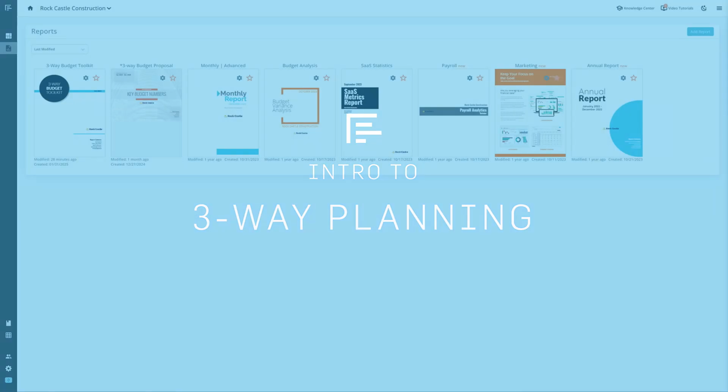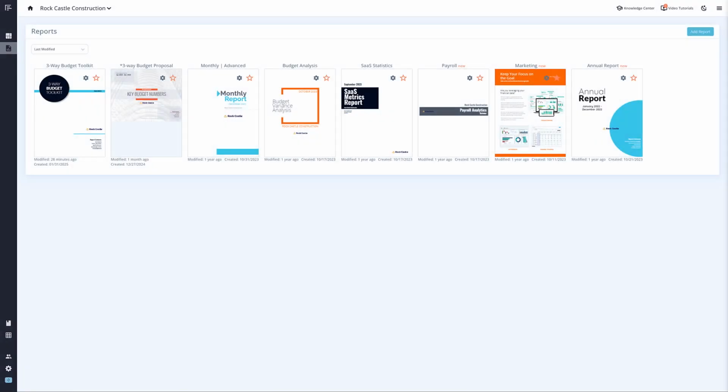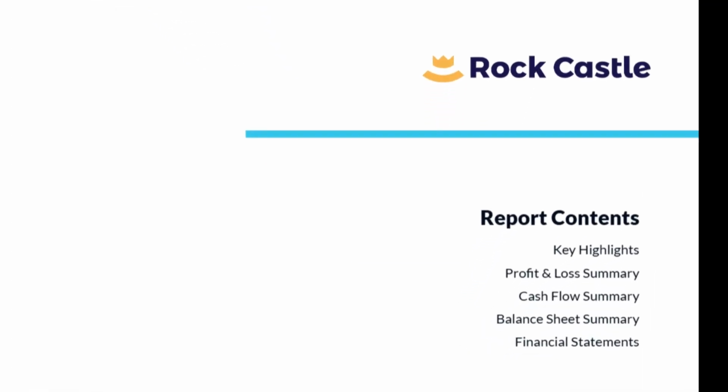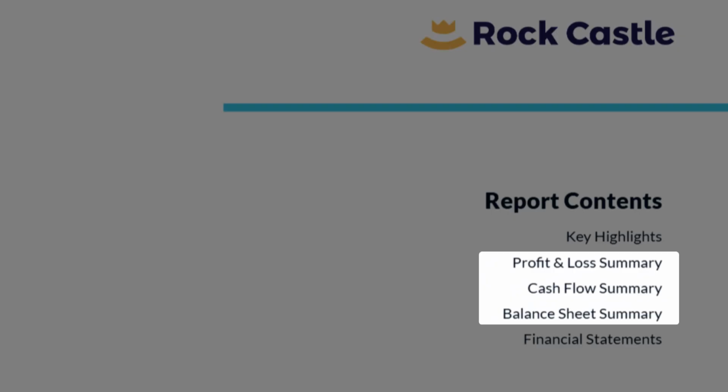Welcome to the world of three-way planning. Before we jump into creating your first budget and forecast, let's quickly cover the underlying logic. Three-way planning integrates three key financial statements into a unified planning framework.